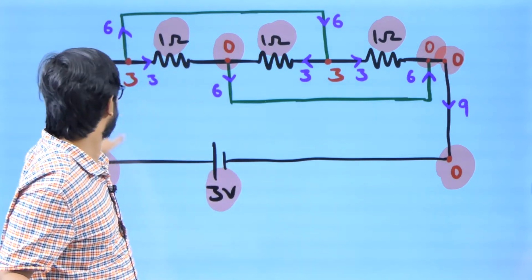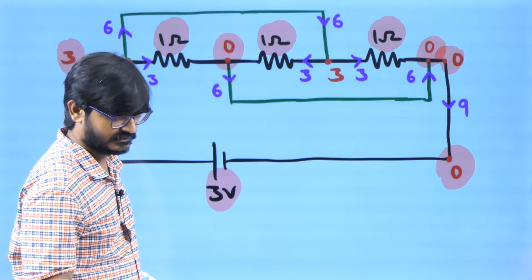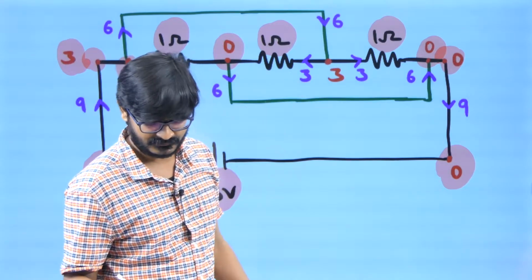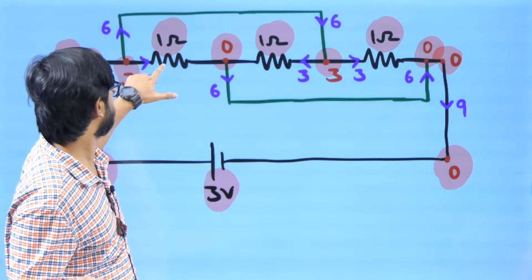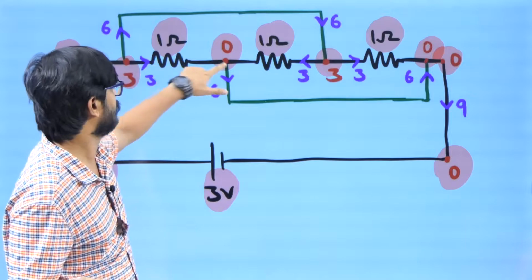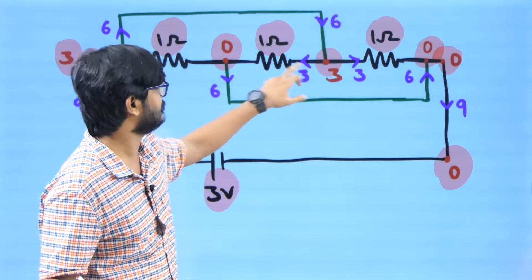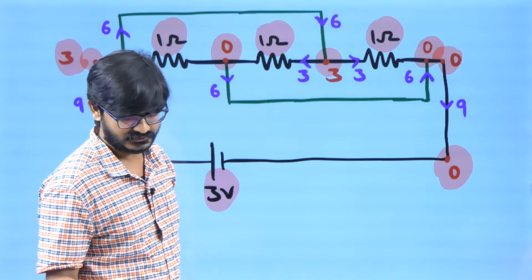Now if this is 3 volt, then this is going to be 3 volt, and this is going to be 3 volt. Now you can see this resistor is between 3 volt and 0 volt. So what will be the current? Current will be 3 ampere. Similarly this resistor is between 3 volt and 0 volt, so the current is going to be 3 ampere.